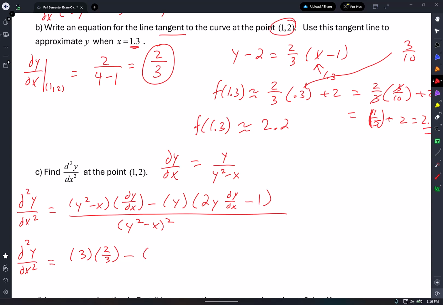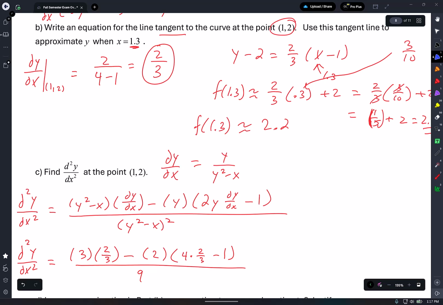Minus my y, which is 2. And then 2 times 2 is 4. So I have 4 times dy dx, which is 2/3. And we'll figure that out right now. Minus 1. And then all that is, let's see, 2 squared, 4 minus 1, 3. 3 squared, 9. I think we're good. So let's see. I'm going to turn this one. So this 4 times 2/3. 4 times 2 is 8. So let me erase this, and I'm going to call this 8/3.